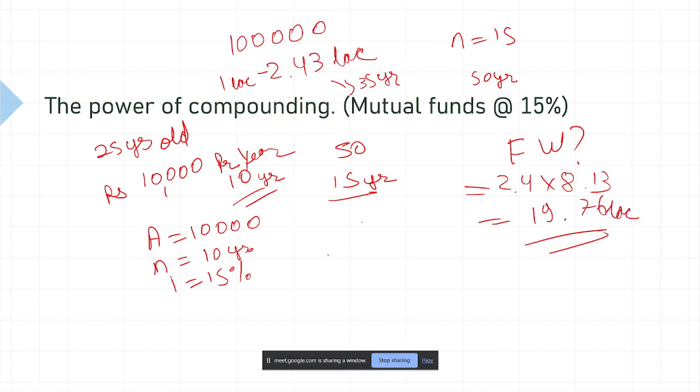So as you can see, you initially deposited 1 lakh rupees and it has become 19.76 lakh. Power of compounding, right? And you also learned how to calculate the future worth. Now let's change the question a little.